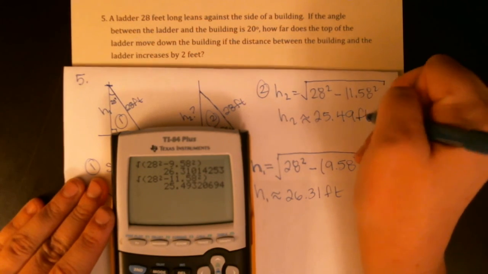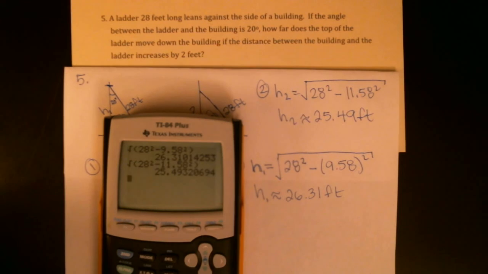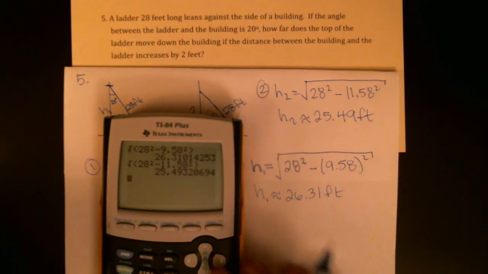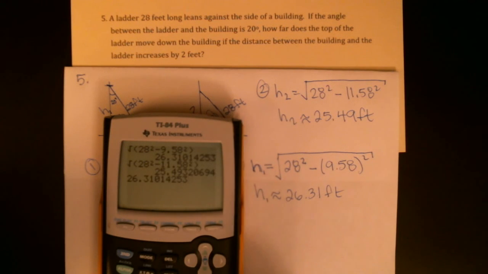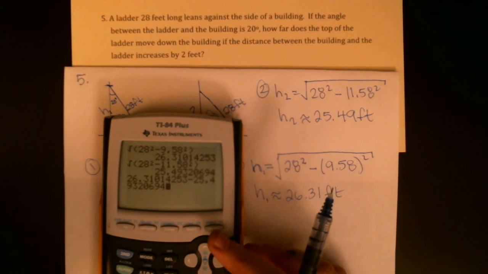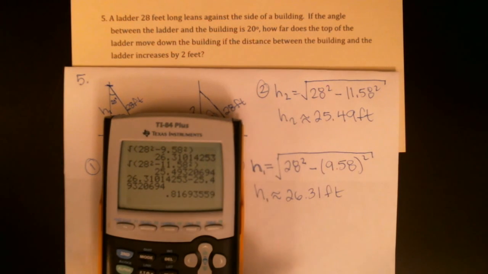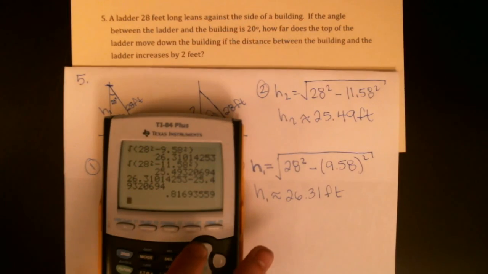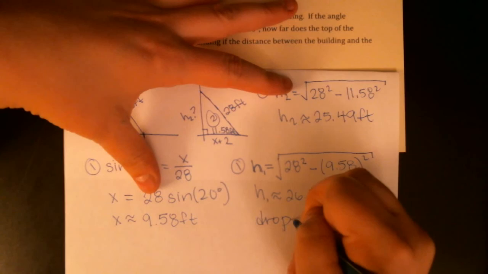H2 is about 25.49 feet. Okay, so we've got lots of info. The original triangle had a height of 26.31 feet. The new triangle has a height of 25.49 feet. We wanted to know how far down the wall the top of the ladder slipped. So we just need to subtract the two. And it looks like it dropped by not quite a foot, 0.82. Okay, so it dropped by about 0.82 feet.